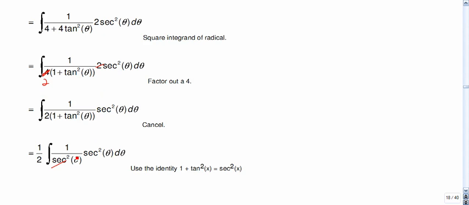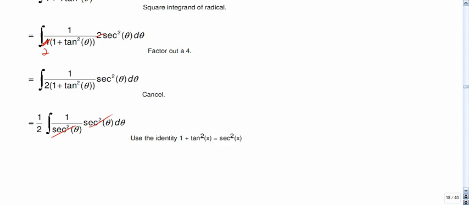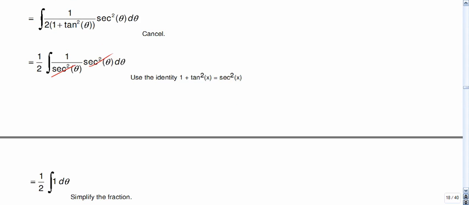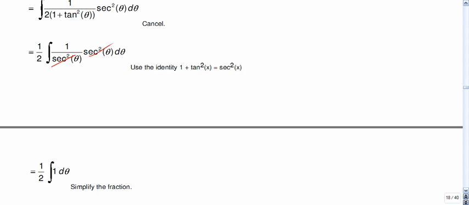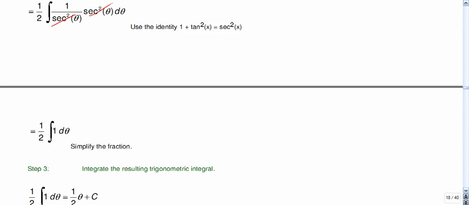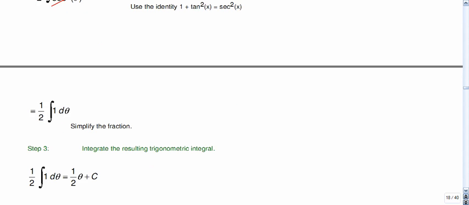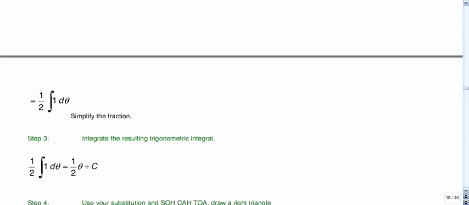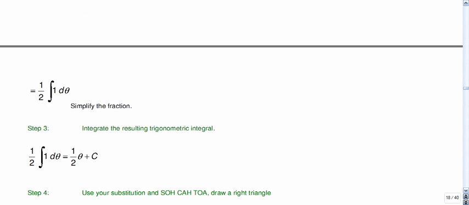I'm sure at this point you know, hey, cancel secant squared theta, and we're just left with 1/2 of 1 d theta that we're integrating. So if I integrate the result, again, this is a theta integral, so the antiderivative of 1 is theta. So I have a 1/2 theta plus c. And now we're all done except we need to go back to x's. This is the one where we don't really need the right triangle because we don't have a trigonometric function.